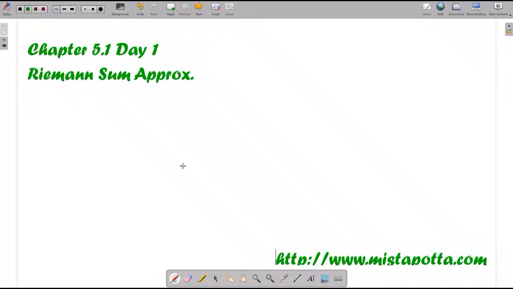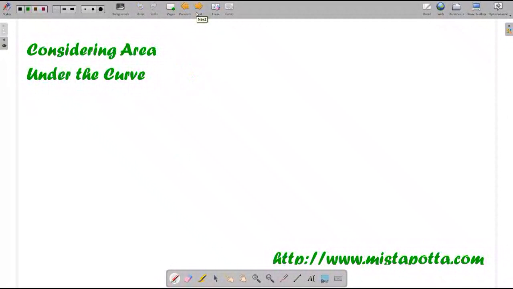We're going to be starting with chapter 5 now. So we're going to be dealing with another aspect of functions. And what we're going to be talking about in today's lesson is a Riemann sum approximation. The main idea behind this is that we're going to be looking at areas under a curve.